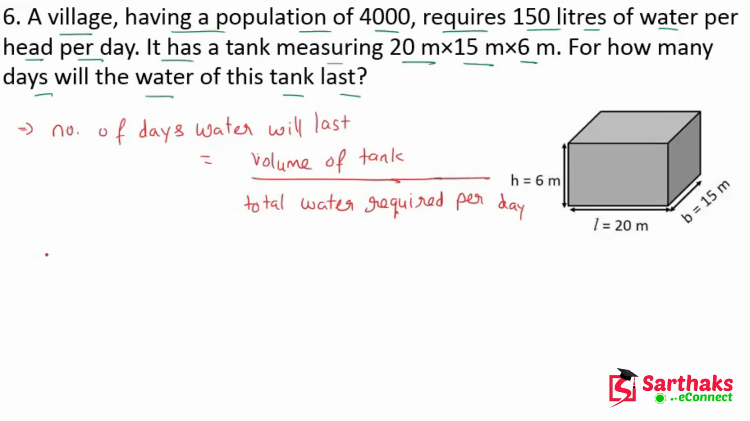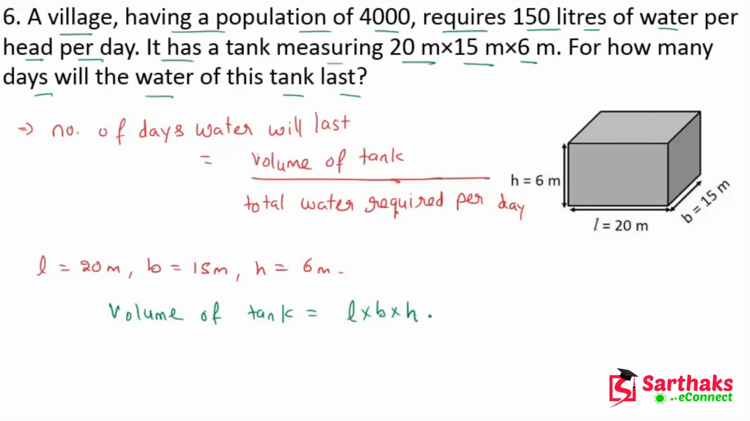Now here we have L equal to 20 meter, B equal to 15 meter, and H equal to 6 meter. From this we can easily find the volume. So the volume of tank is equal to L into B into H, which is 20 into 15 into 6. After solving this, we get 1800 meter cube.